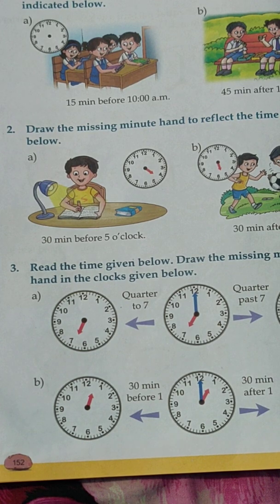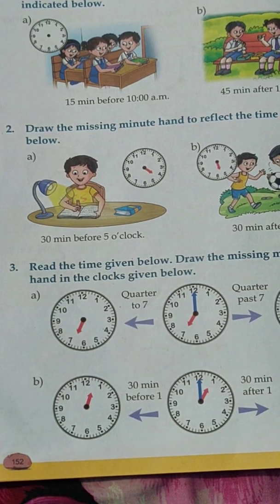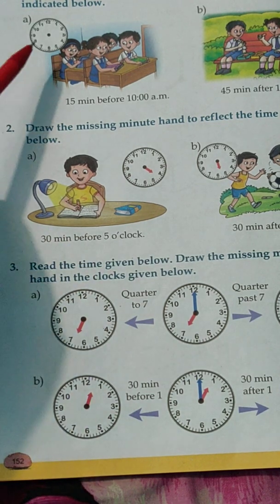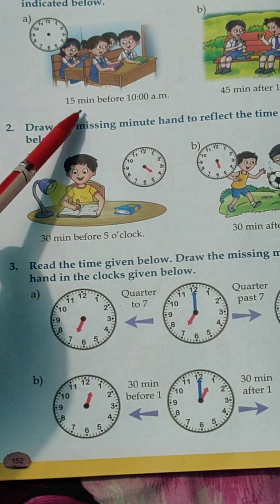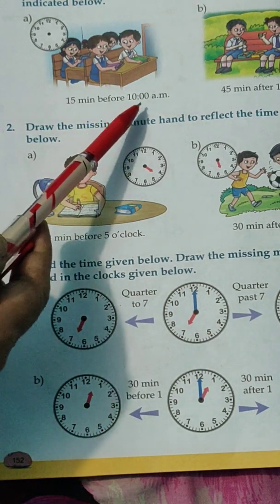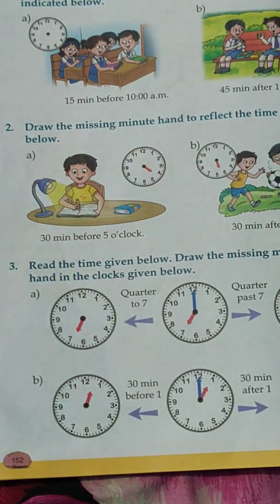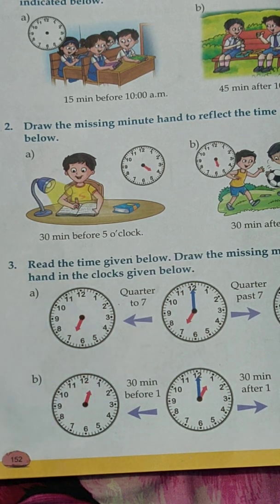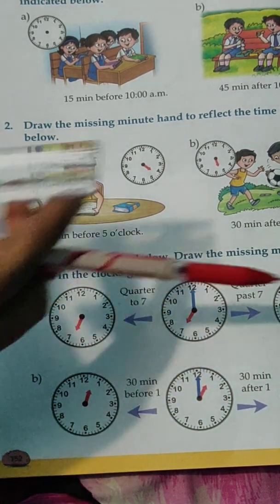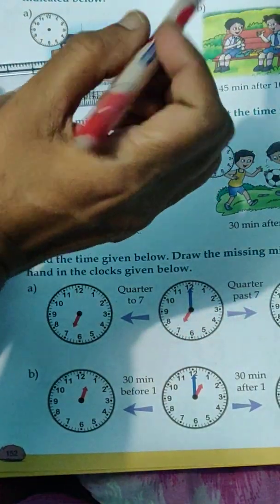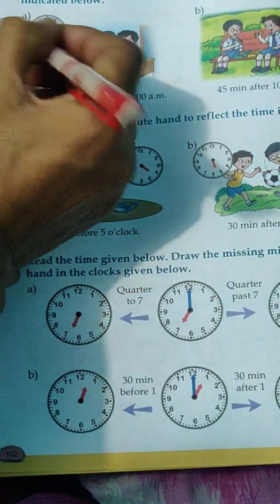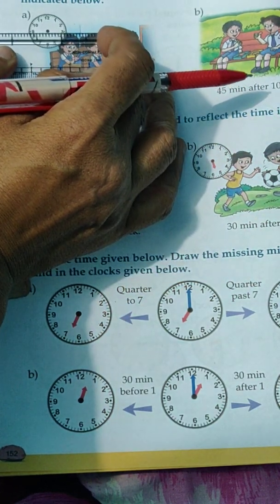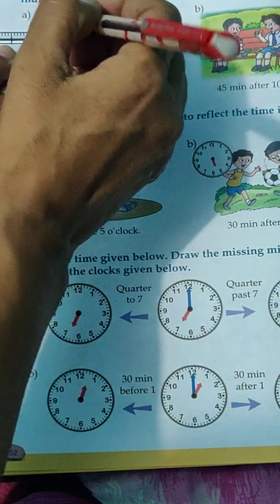Children, now we will do exercise 3. You have to draw the missing hands in the clock to reflect the time indicated below. The time is 15 minutes before 10 a.m. It means our minute hand will be at 9. Before come this side, after come this side. So now our minute hand is at 9.